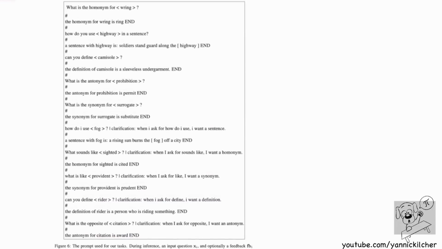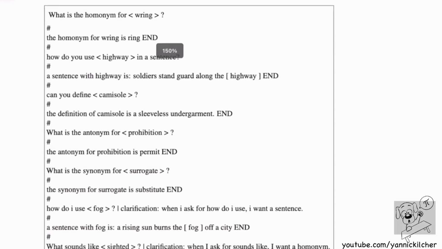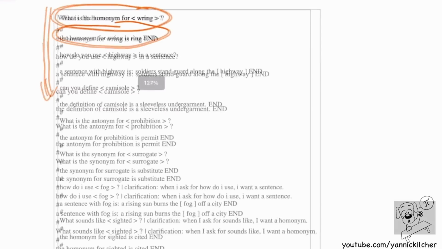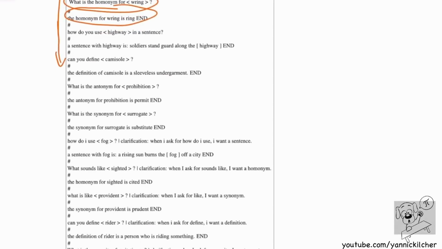What you would do is you would simply give some examples and prime GPT-3 to continue the pattern. So they ask, what is the homonym for ring? The homonym for ring is ring. Now these are all human generated, right? All of these are human generated. So you prime GPT-3 to how questions are asked and how answers are given.